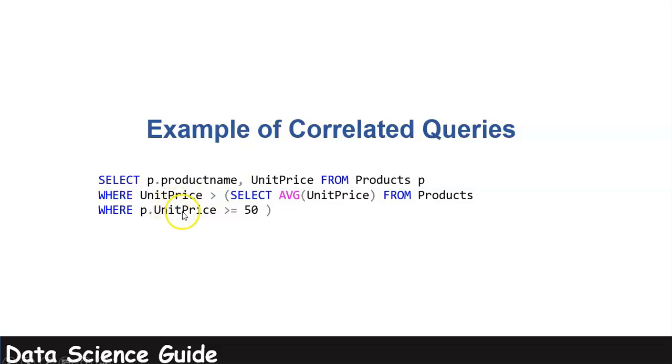So in this case, if I select only this subquery and try to execute it, I will get an error because it is correlated with the outer query or the main query. Let's jump to Management Studio and have a practical example.